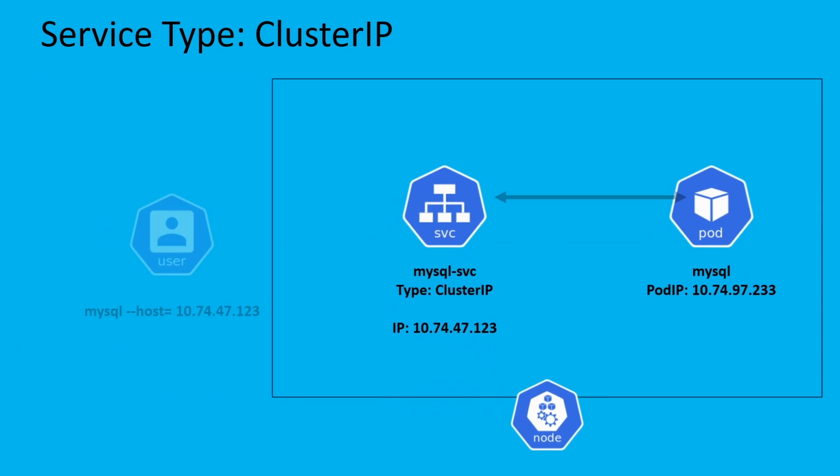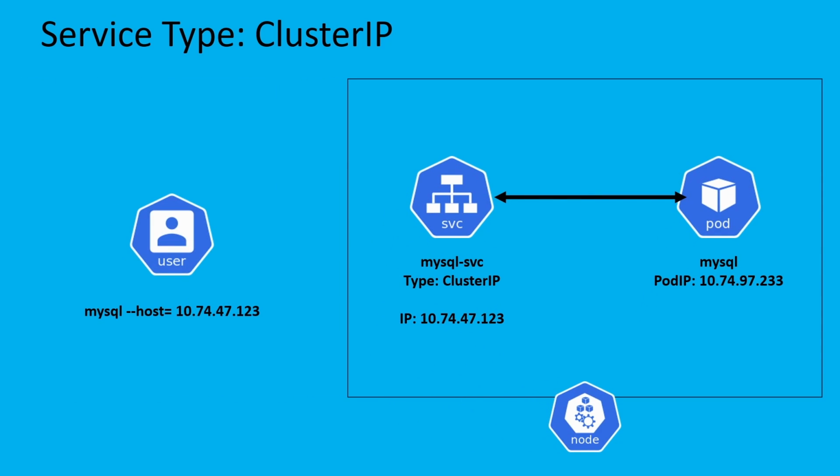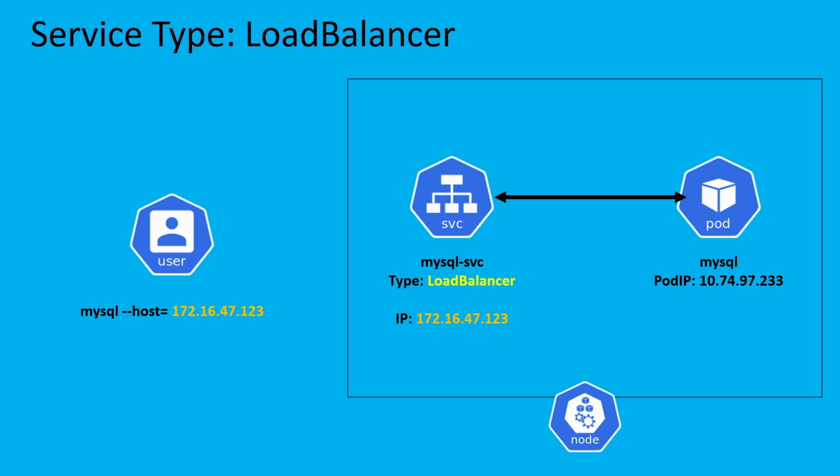However, when we give this same IP address to our end users to try and connect to the MySQL service, they will get an error saying connection failed because that IP is not within the scope of the routing tables that they have outside of the Kubernetes cluster. We will instead need to switch this over to a LoadBalancer service, and that way we will get an external IP assigned to it, and then our users will be able to connect to this service successfully.